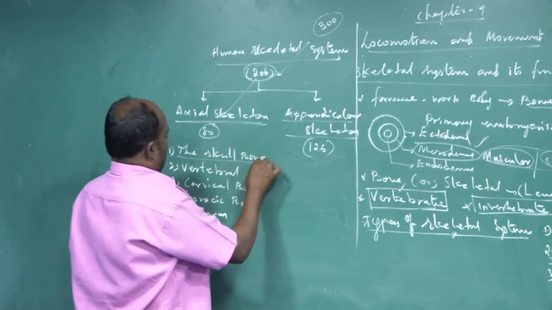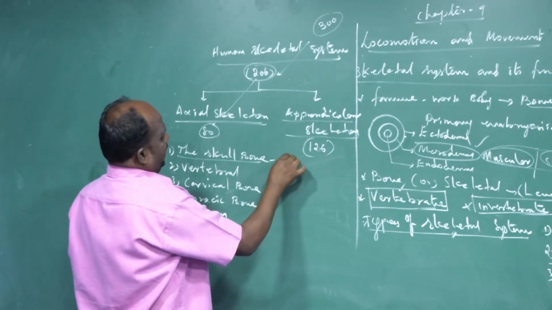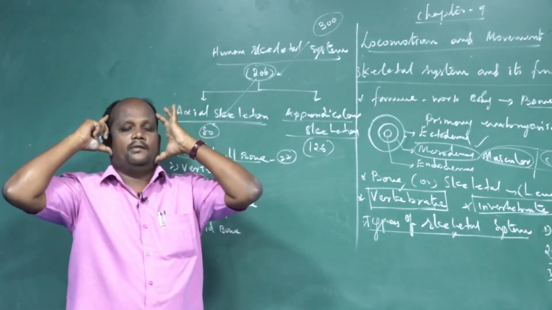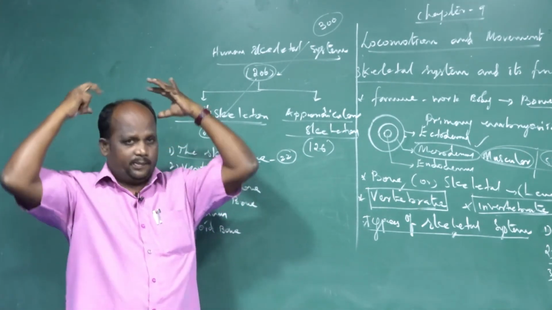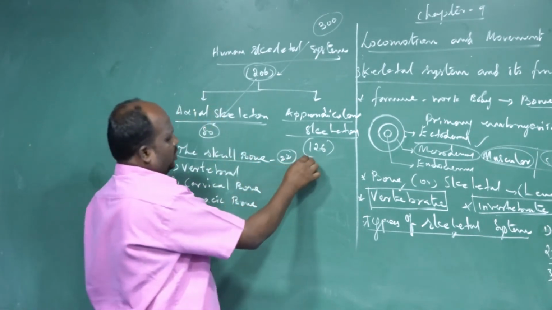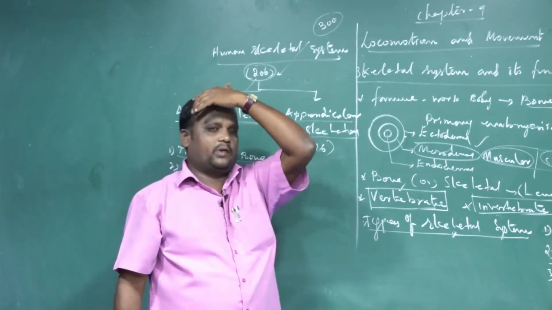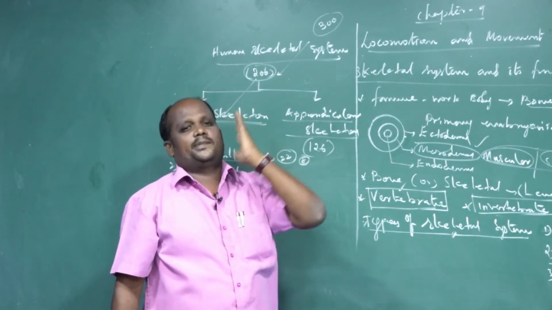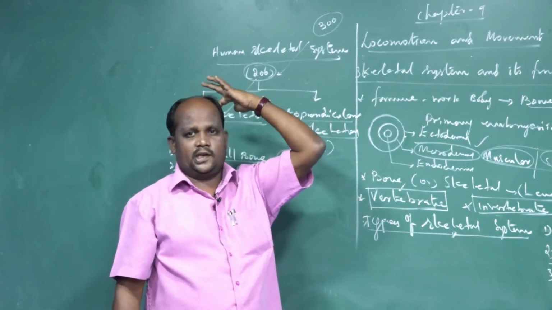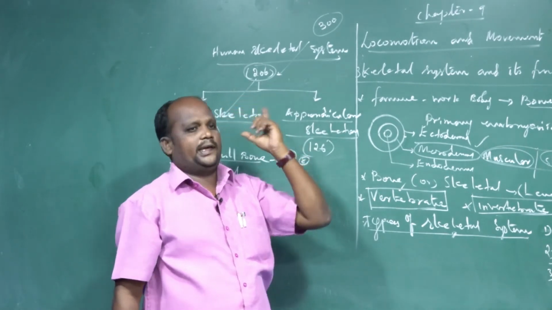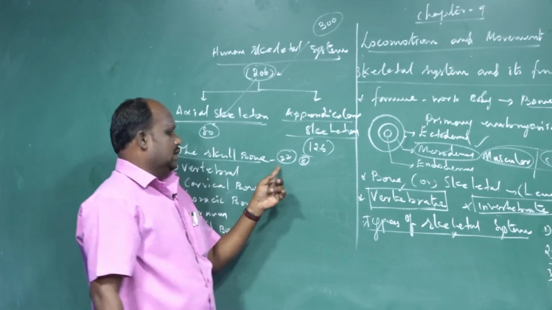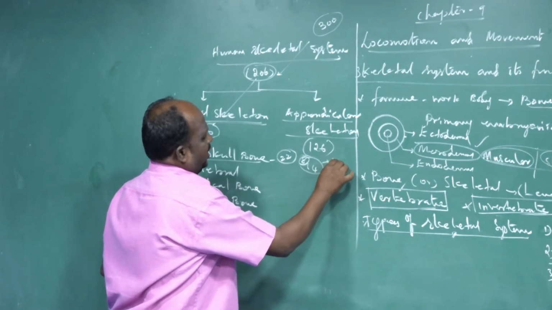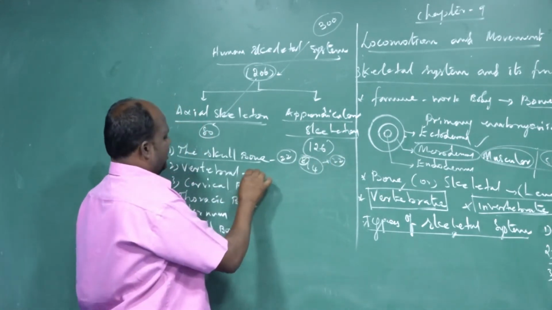Listen. The skull has 22 bones. The head part is composed of 22 bones: 8 cranial bones and 14 facial bones. Cranial means everything except the face; all the remaining bones are called cranial bones or the cranial cavity. It is made up of 8 bones. Facial bones are 14. So 14 plus 8 equals how many? 22. The remaining vertebral bones are 33.